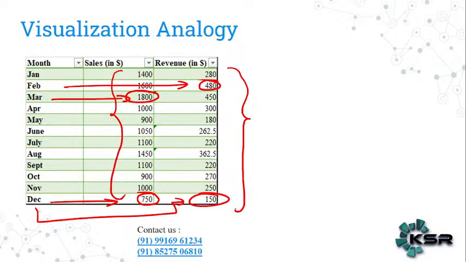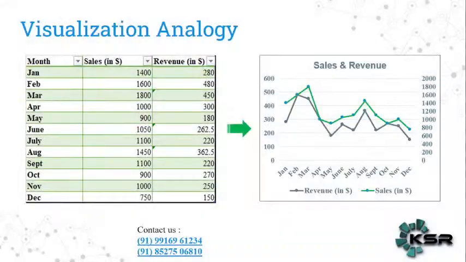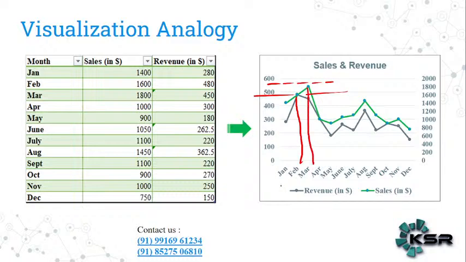What if you convert this into a visual format? Well, by seeing this visual itself, I can figure out where the peak is. This is coming in February, this is coming in March, and this is coming in December. Now, I took only 5 seconds to answer this question.